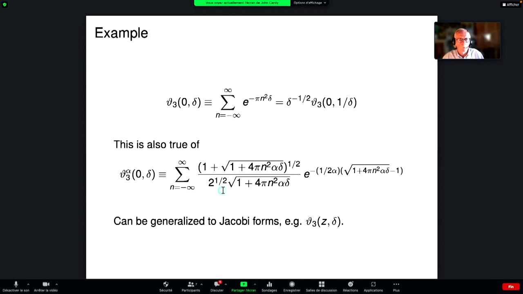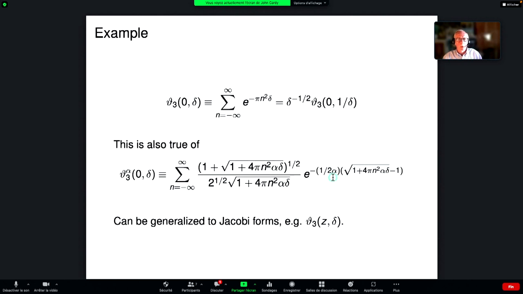And if you try to use the Poisson sum formula to prove this, you will run up against an integral that you can't do. It is nevertheless true that this thing has the same modular properties under delta goes to 1 over delta. And within a restricted region of delta, it's also holomorphic. In fact, it's holomorphic in the right half plane.